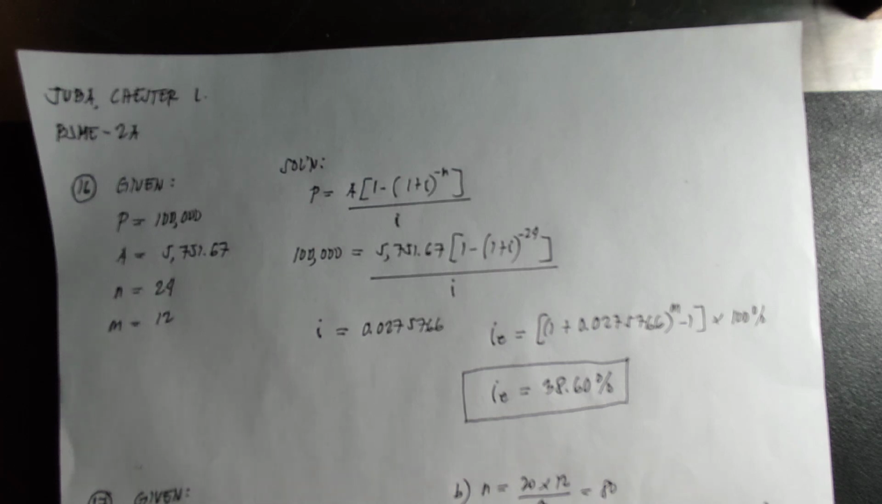0.0275766. Then, since it is asked to find the effective rate of interest, i sub E is equal to (1 plus 0.0275766) raised to M, or 12, minus 1, multiplied by 100%. Then our effective rate of interest is equal to 38.60%.